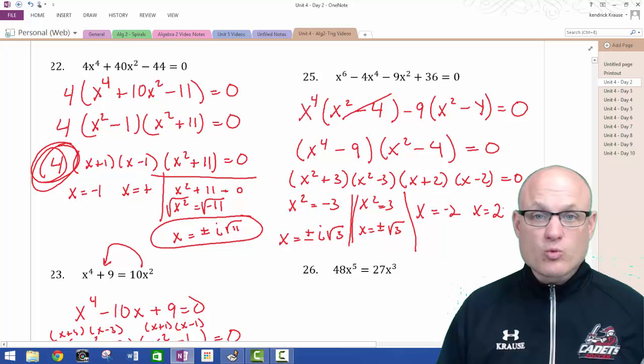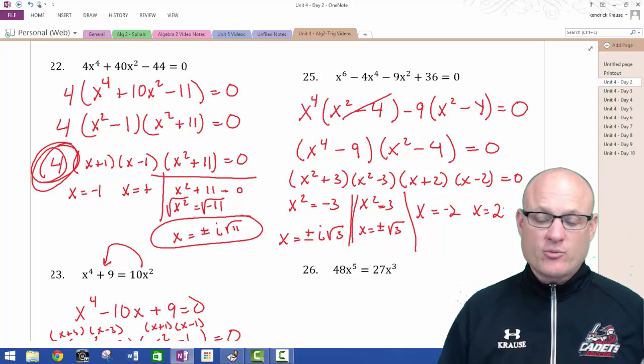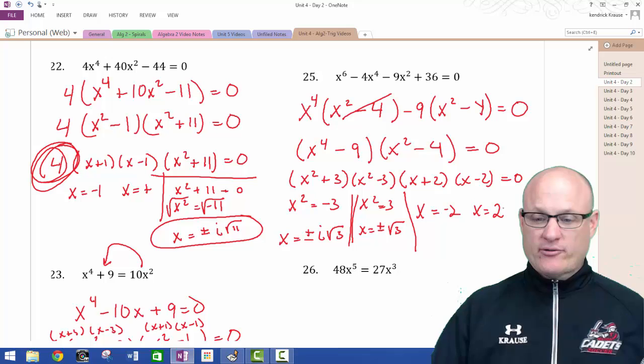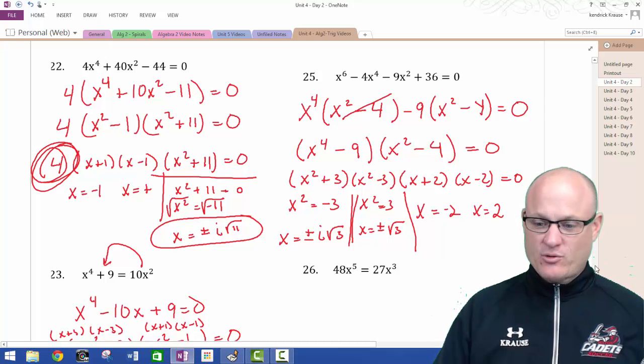Yes, the square root of 3 is a real solution. It's just irrational. That's no problem. And 2 imaginary solutions. Oh man, was that a cool question. Last question.